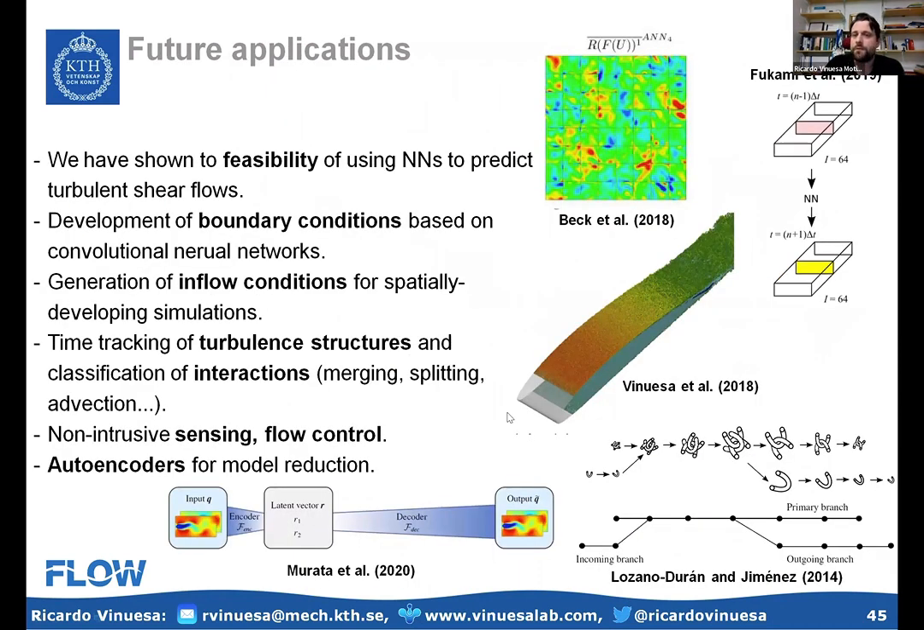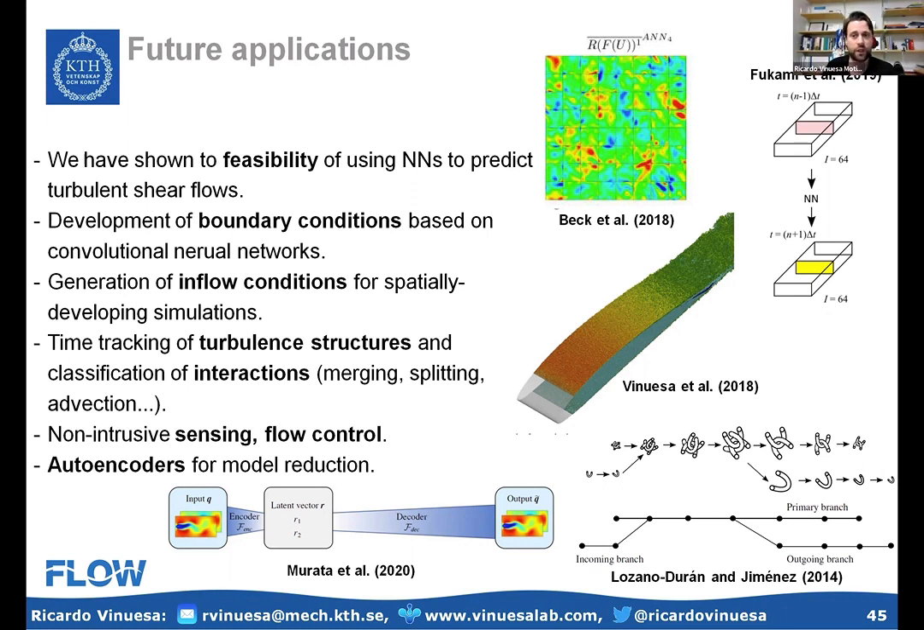And so some future applications on which we are working: we have shown the feasibility of using neural networks to predict turbulent shear flows, both in the context of spatial information. I have also some publications where we have done this for the temporal dynamics. So we can actually predict pretty well the temporal dynamics of these complex turbulent flow cases. But there is quite some work on developing machine learning-based boundary conditions for turbulent simulations, generation of inflow conditions in order to obtain computationally efficient, especially developing simulations, time tracking of turbulent structures.